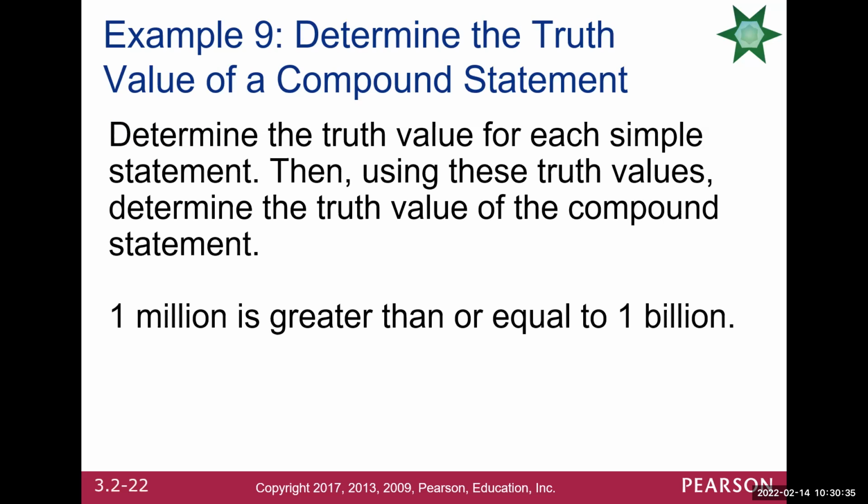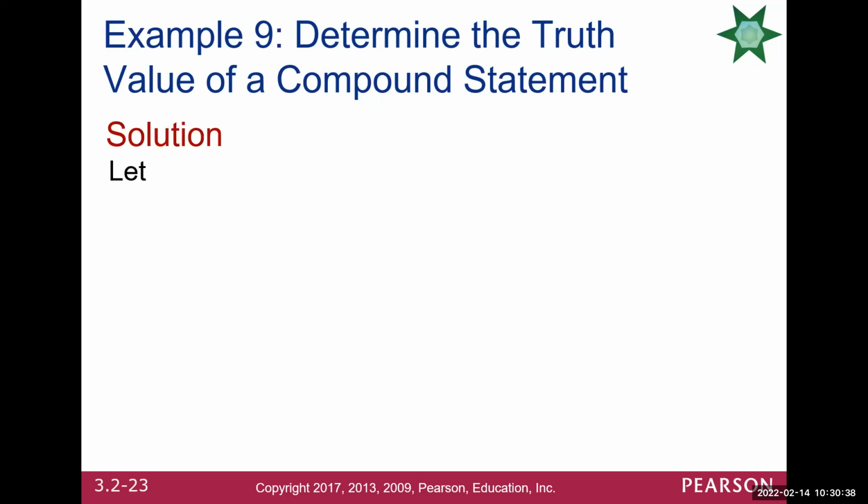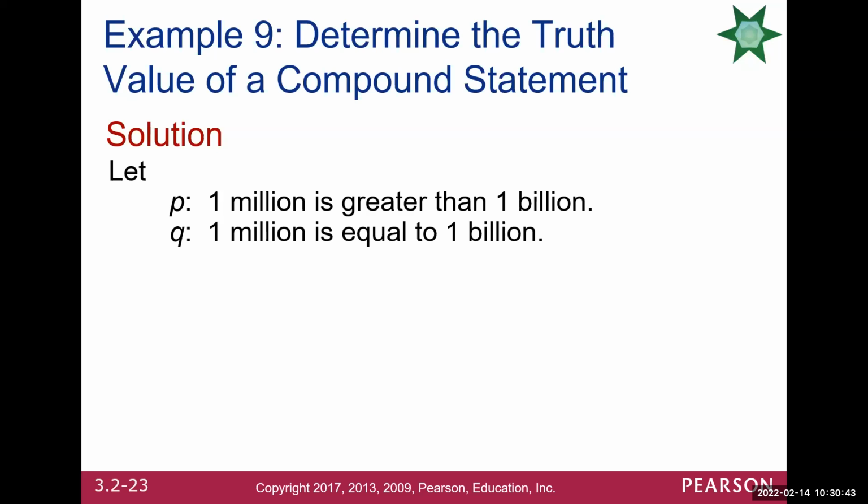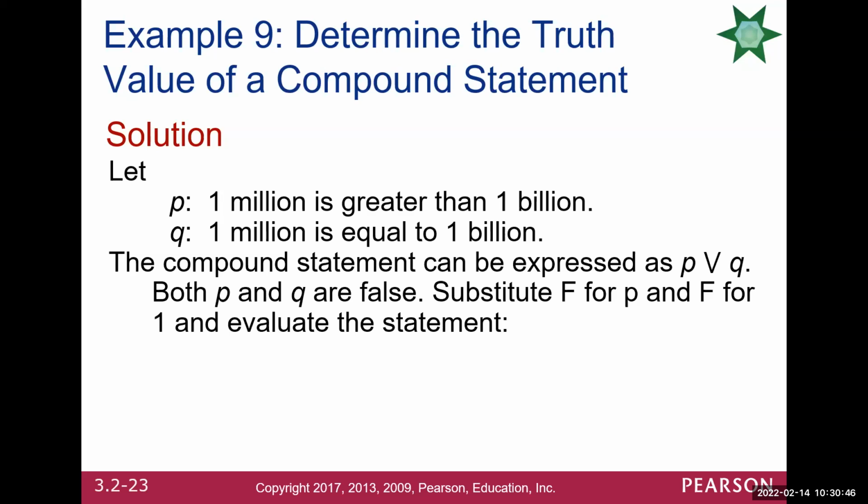Those are saying 2 different things, greater than or equal to. So I'm going to let P be it being greater than, then I'm going to let Q be it being equal to, and then I'm going to combine it together as a compound statement. And I'm going to use the disjunction connective. Okay. Now, if you look at P and you look at Q, we can very easily tell that both of those are false, right? Look at P. 1 million is greater than 1 billion. That's false. Look at Q. 1 million is equal to 1 billion. We also know that is false.